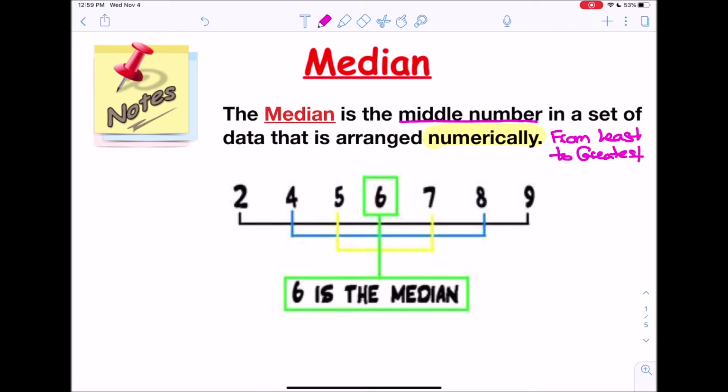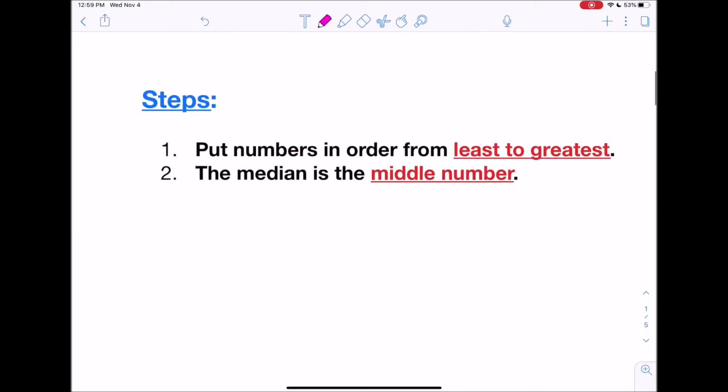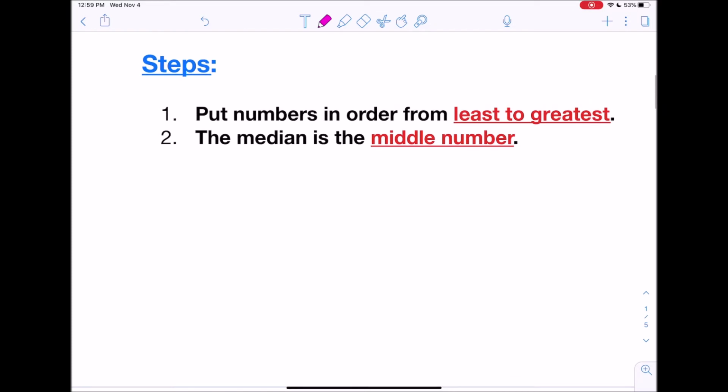So in this example, we have 2, 4, 5, 6, 7, 8, 9. You can see that they're in order by number. And then the median would be the middle number. Okay, so I like to cross out one number from each side until I get the middle number. In this case, it's 6, so the median equals 6. So the steps are, first you put the numbers in order from least to greatest, and then the median is your middle number.